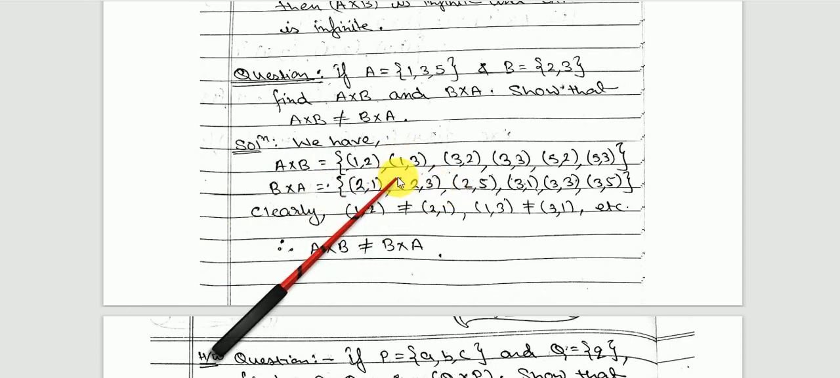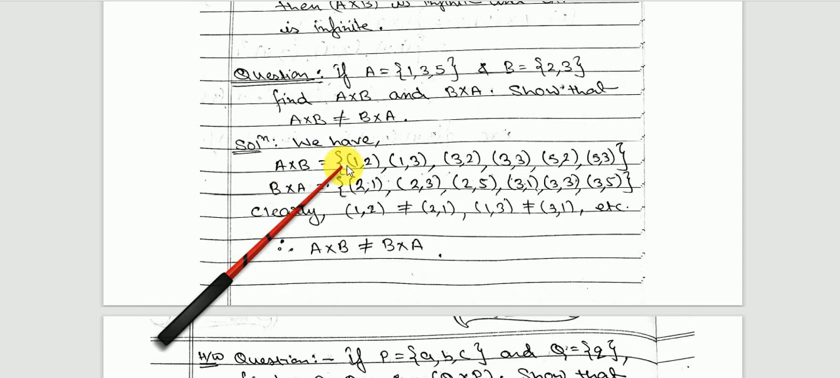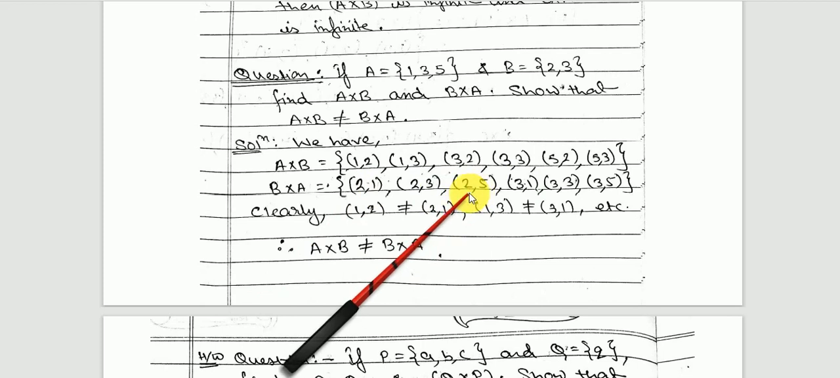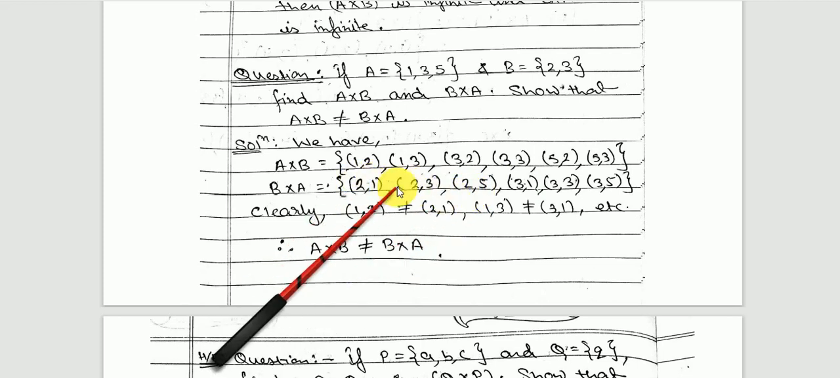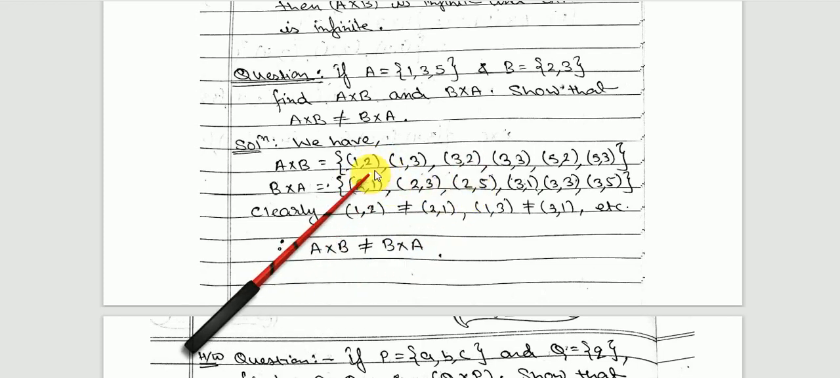Like here you can see 1 comma 2 is there, but in this B cross A you cannot find 1 comma 2. So you don't have to check anything else now, because you are able to see that 1 comma 2 is there in A cross B, but it is not in B cross A. So obviously these two Cartesian products are not equal.